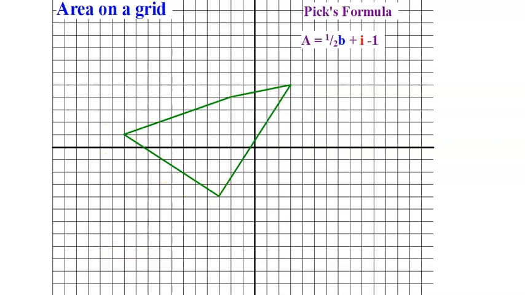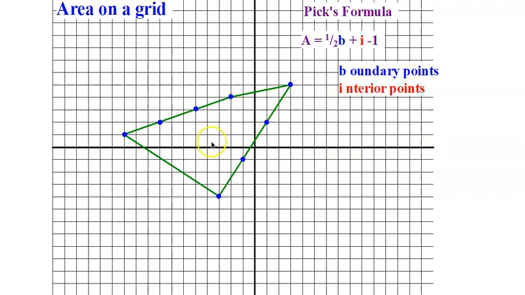Okay, so it's not going to work for something like this, because notice this one point right here is not on the intersection. It's not on a lattice point, so it won't work for that, but it'll work for any polygon where the vertices are on the lattice points. And the way this works, B and I: B are the boundary points. That is all of the lattice points that are on the line of the polygon. So that would be those points right there. All right. I is all of the interior points, every point that's inside the polygon.